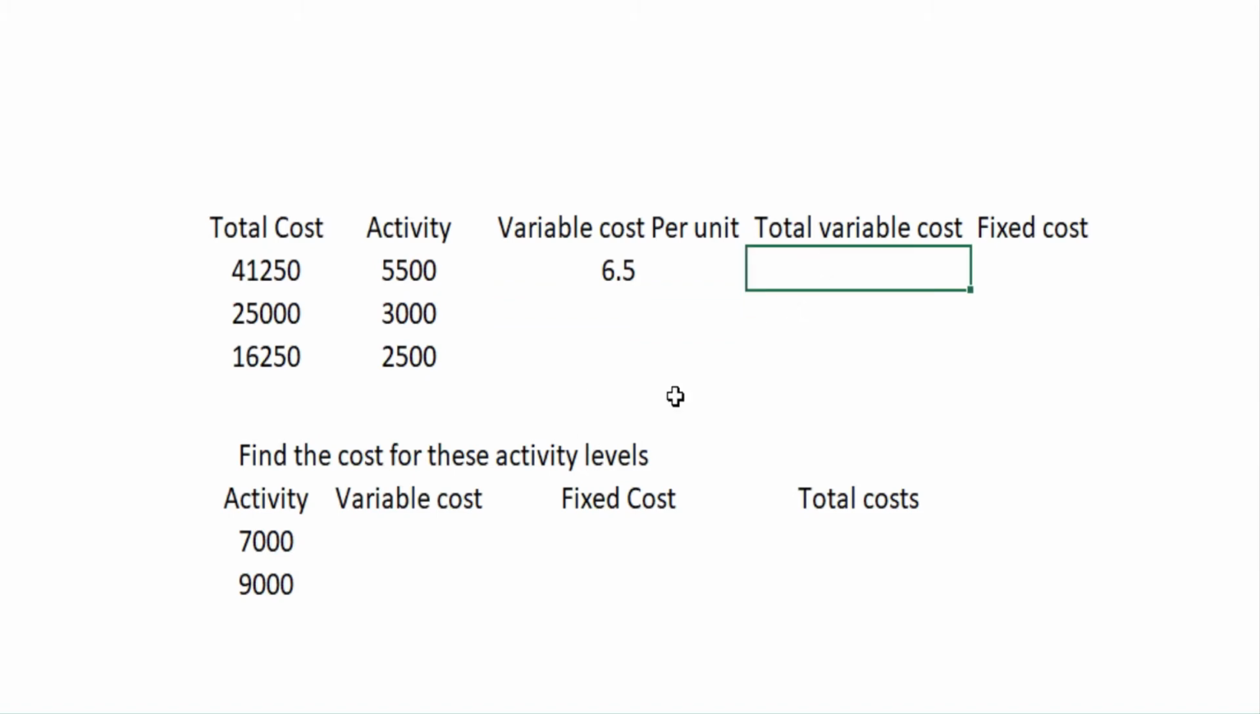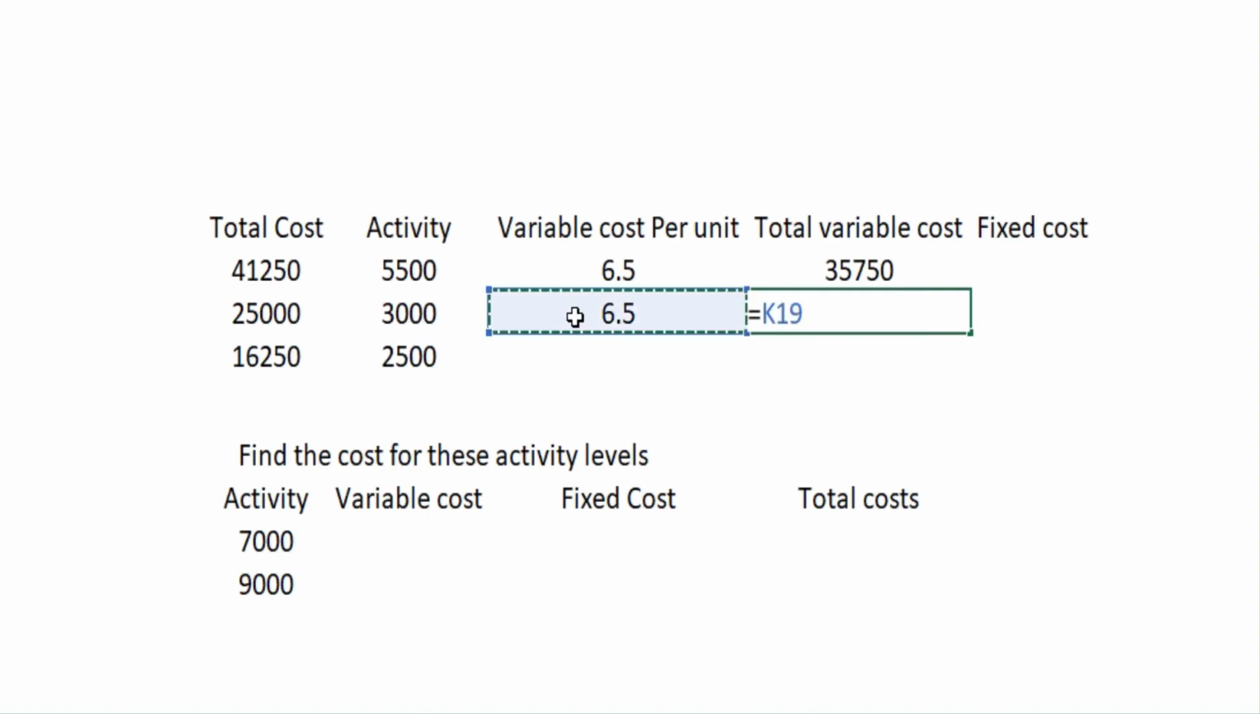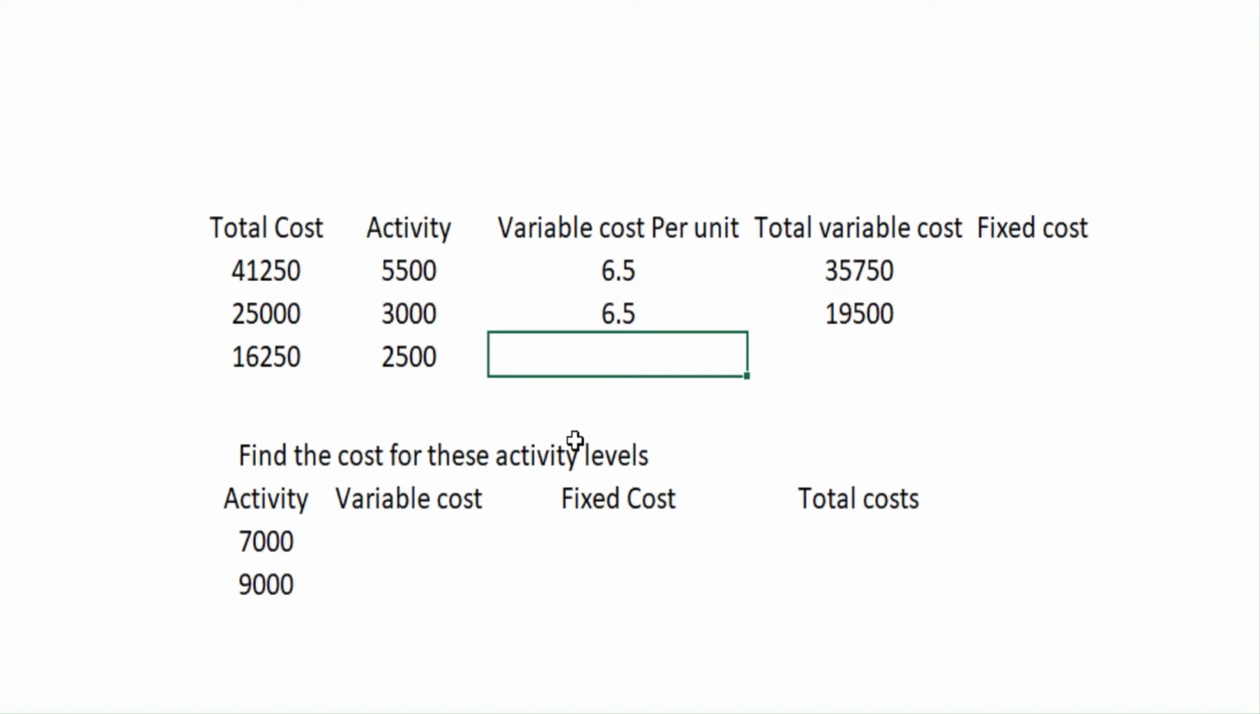Okay, so now we can plug these back in, and you've got to times that by one of the activities. So in this case, 6.5 multiplied by 5500, you get 35750. And then we can prove that again. If we made that also 6.5, we could say equals 6.5 times 3000 for the other activity. Okay, so that's how much it would be for these two.